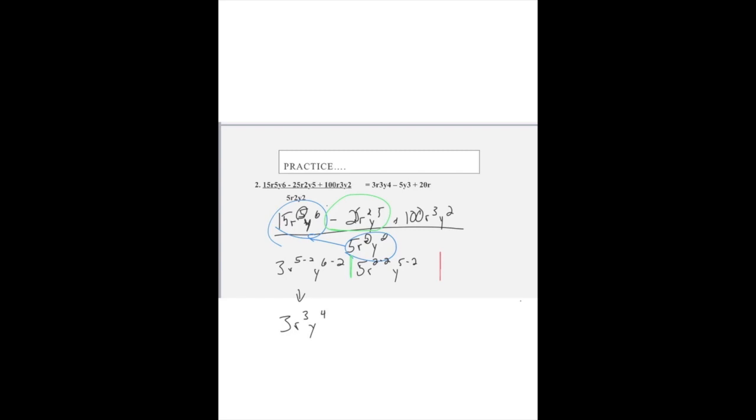So if we get 5 times, let's carry this down here. So the 5 comes down, it's a negative 5 because we had negative 25 divided by. So we'll be subtracting this term, and we end up with 5r, but 2 minus 2 gives us 0, so that eliminates the r's. So we end up with negative 5, there's no r's, and so this is gone. Then 5 minus 2 is 3, so it's 5y cubed.